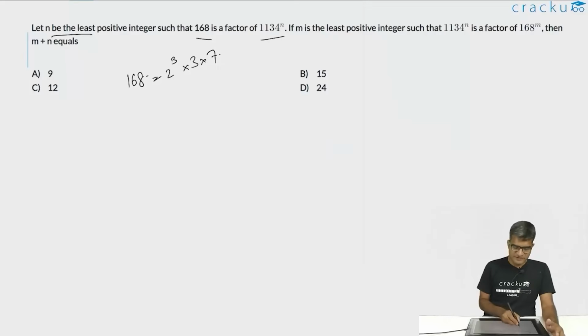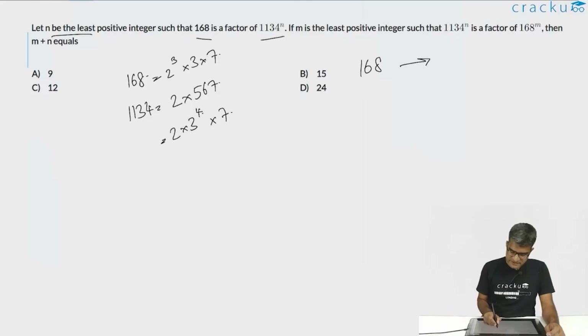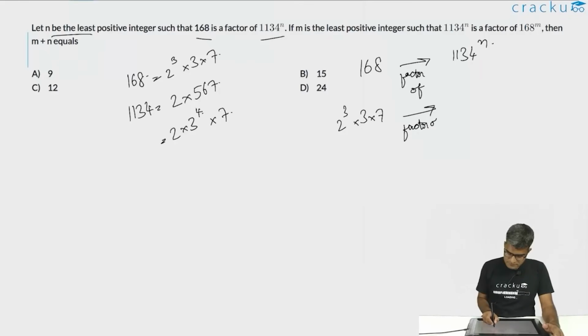What is the prime factorization of 1134? 1134 is equal to 2 into 567. What is 567? It is 7 into 81. So this is 2 into 3 to the power 4 into 7. What we are told is that 168 is a factor of 1134 to the power n, or 2 cube into 3 into 7 is a factor of 2 to the power n into 3 to the power 4n into 7 to the power n. This is basically 1134 to the power n.